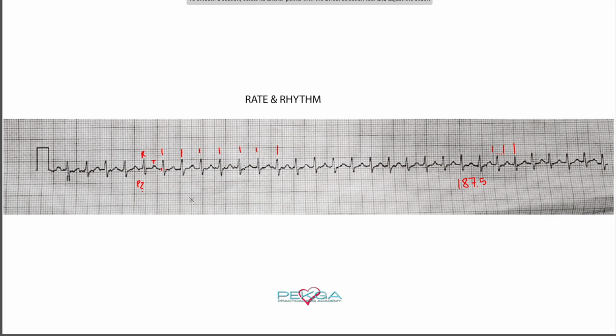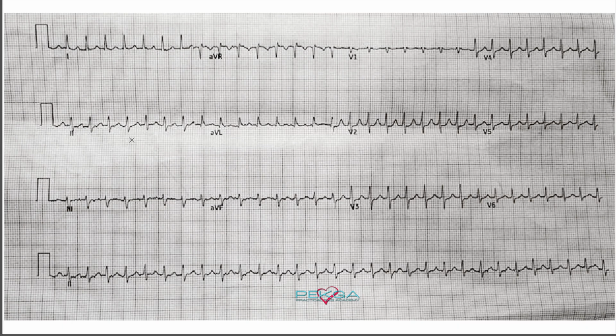So what do we have here? We have a narrow complex, right? So it's less than 120 milliseconds. So we're looking at narrow complex tachycardia. It appears to be supraventricular, right? Most of the time your narrow complex is going to be supraventricular. Not always, right? So we have SVT here at 187.5 beats per minute.